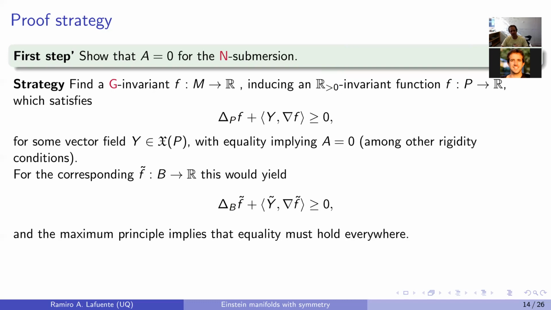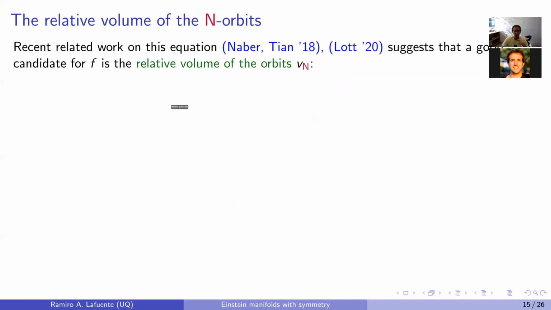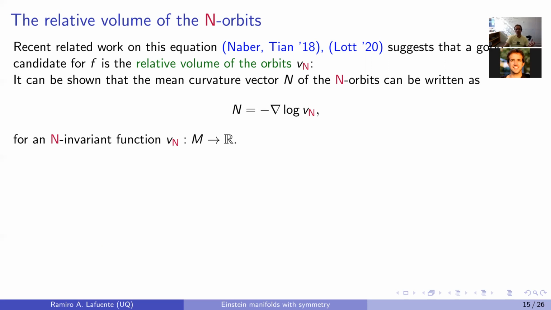So where will this F come from? Well, there's a recent work on the Einstein equation with symmetries. And from this, one can see that a good candidate is to look at what's called the relative volume of the N orbits. This is work by Naber and Tian and by John Lott. In both papers, they use the relative volume of the orbits to obtain a similar differential inequality to the one we're looking for. So what's the relative volume of the orbits?